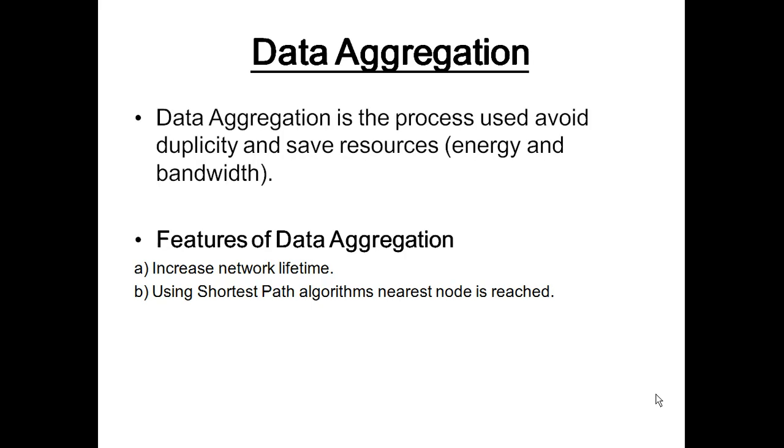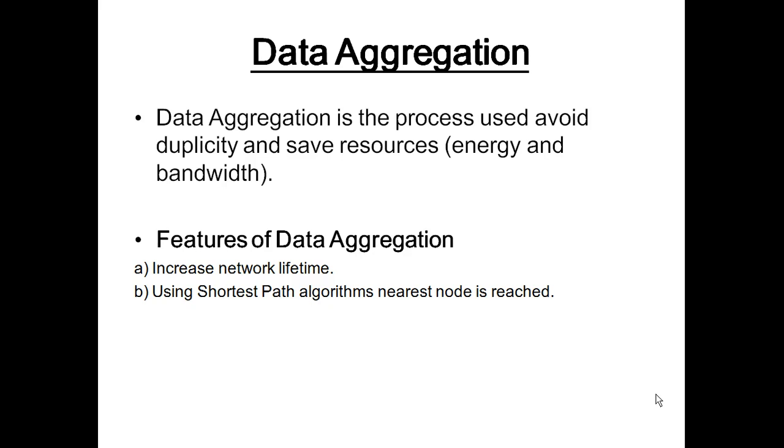Now data aggregation. Data aggregation is a process which is used to avoid the duplicacy and to save the resources. Now these resources may be the energy or the bandwidth. Now to avoid the duplication and save resources, the energy or the bandwidth type of resources, data aggregation is used. In the wireless sensor network, a number of nodes collect information, and this information is transferred to the base station, which we also know as sink node, where it is processed. In doing so, a high amount of battery consumption takes place.